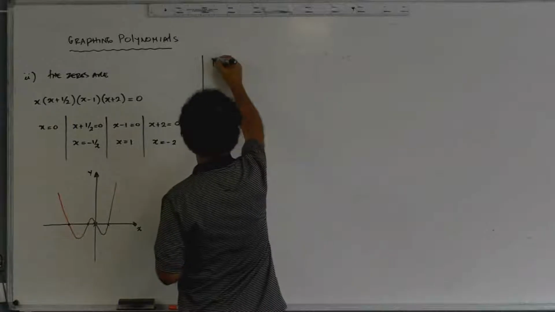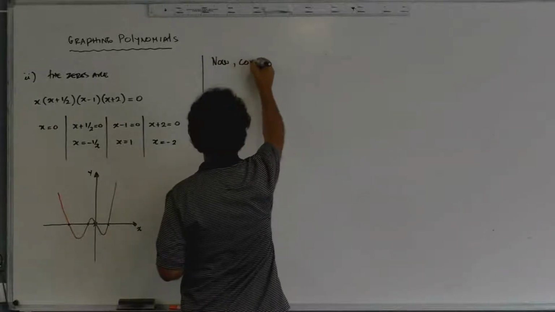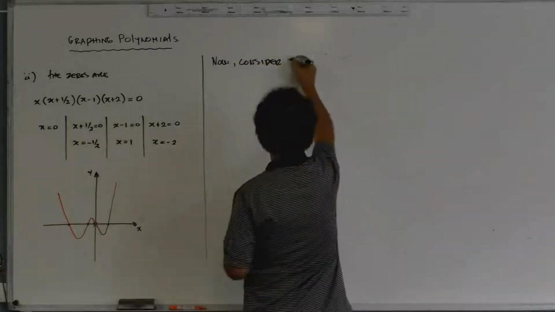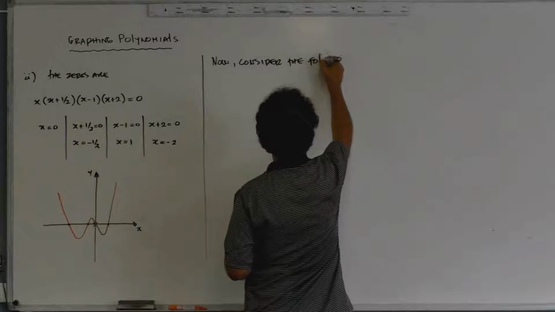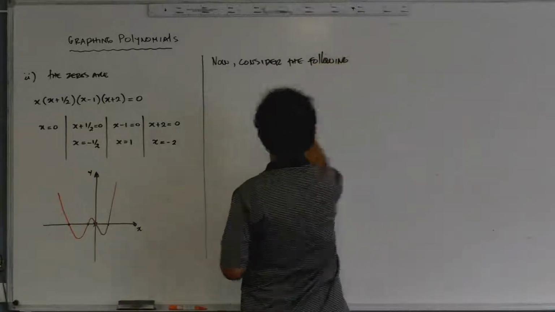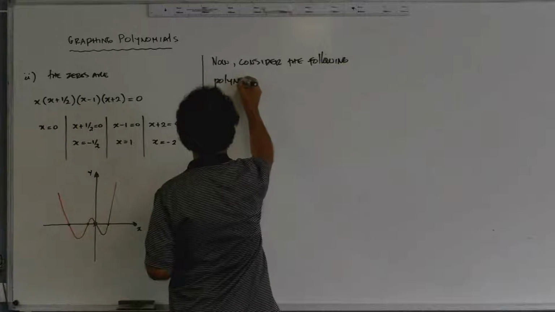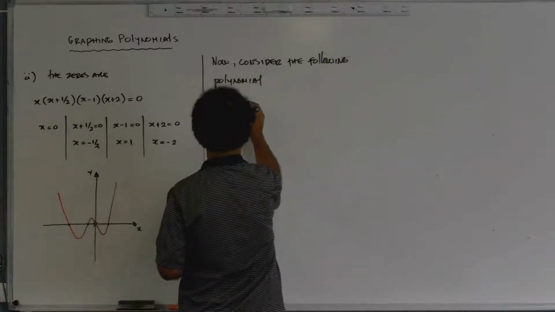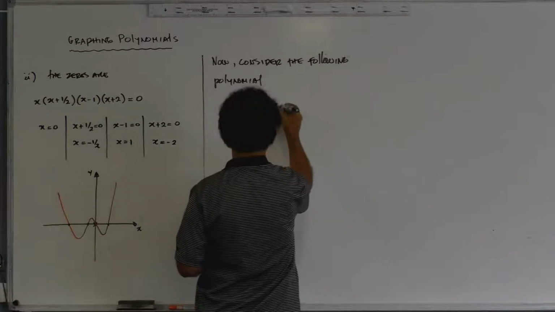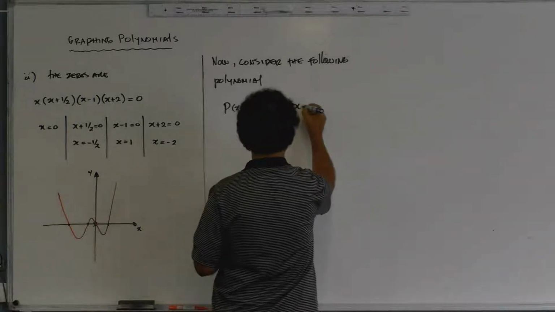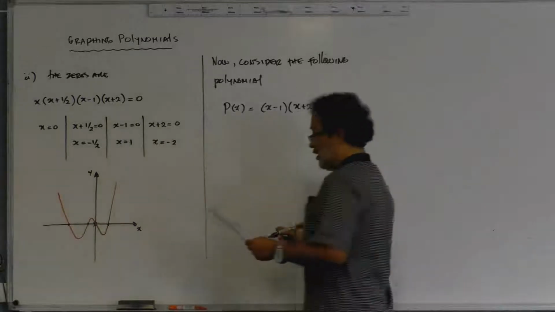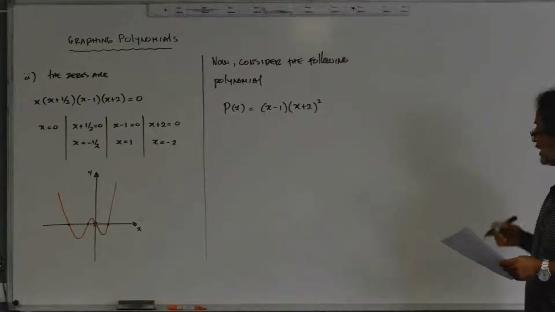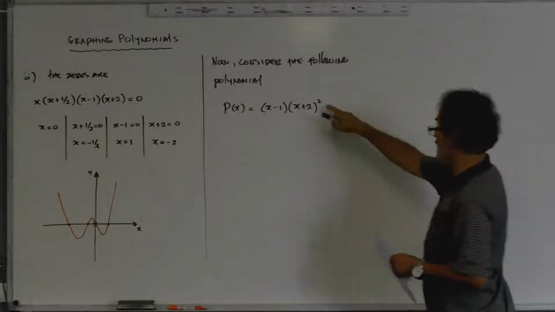Okay, we're going to say now, consider the following polynomial. So in here we have x minus 1 in brackets, and then x plus 2, but then you can see that we have a square in here.